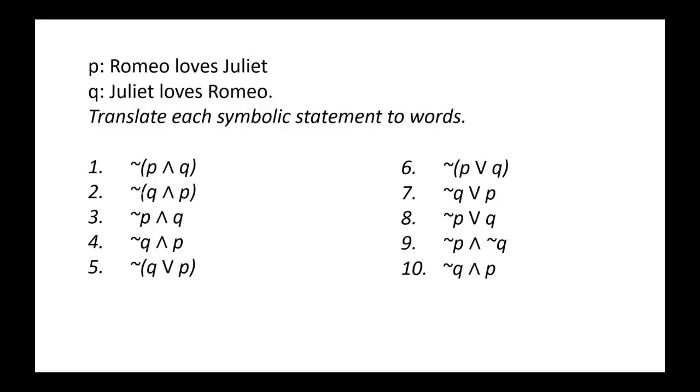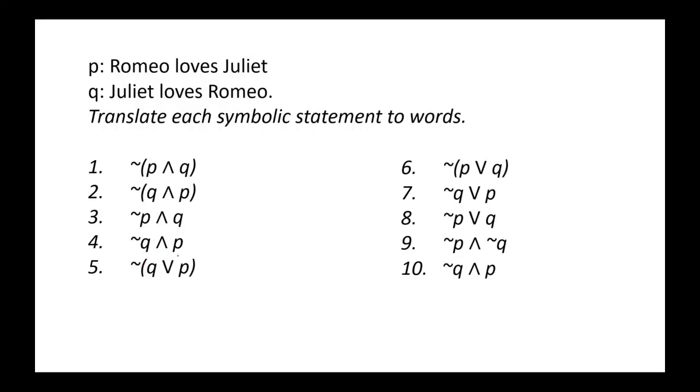So number 2, it's not true that, notice when I've got these parentheses, that's the easiest way to go about it. It's not true that Juliet loves Romeo and Romeo loves Juliet. Now, once you don't have parentheses, like on number 3, we could probably just put the word not in to negate. Romeo does not love Juliet, and Juliet loves Romeo. Number 4, Juliet does not love Romeo, and Romeo loves Juliet.